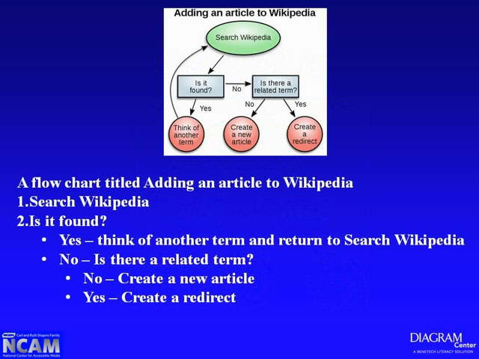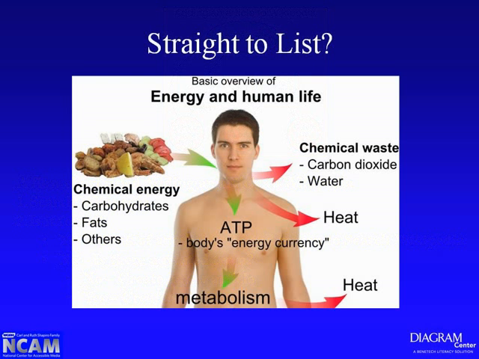You're going to go from that step to that step to that step, so it can be all put in one line. And then you ask, is it found? No. Then is there a related term? And then you have no and yes: create a new article, create a redirect. You know, there are little things you can change here and there, but that's a very straightforward way, because once you start, well, I'm going to show you an example right here, actually.